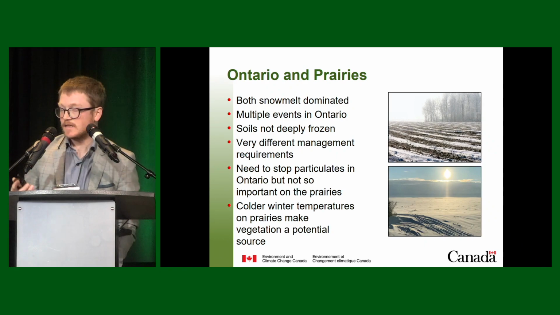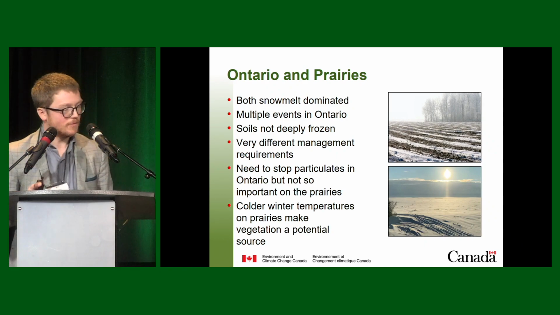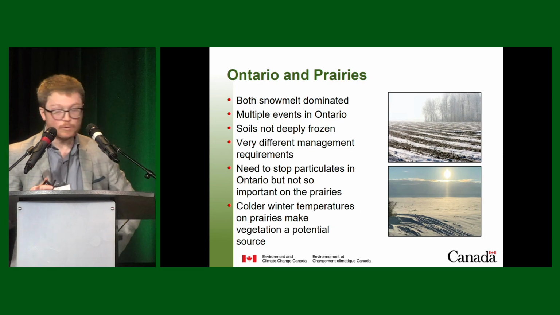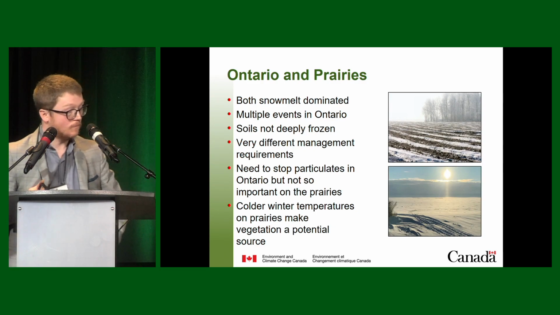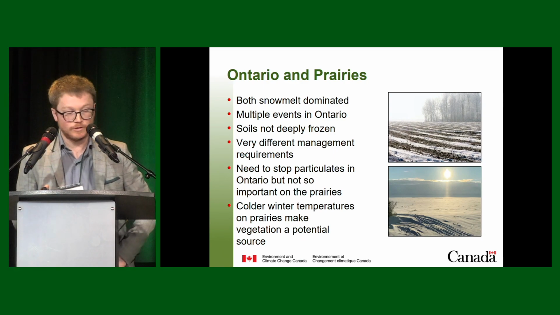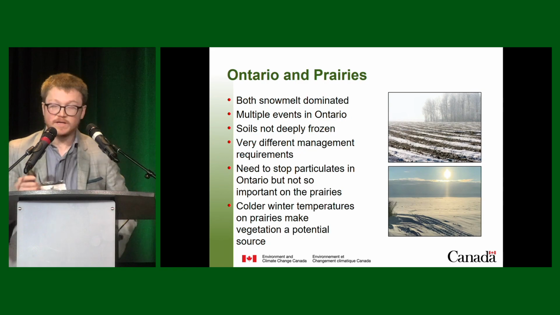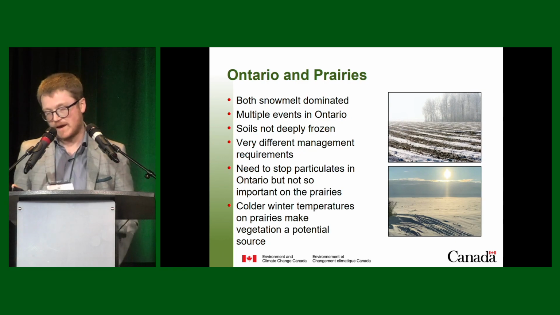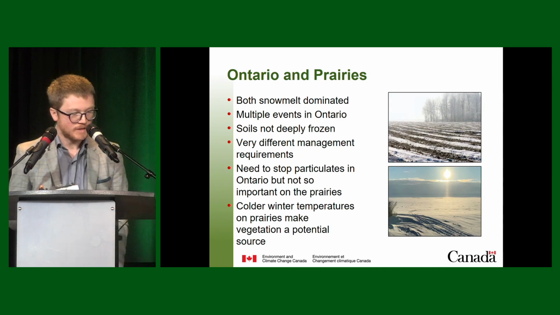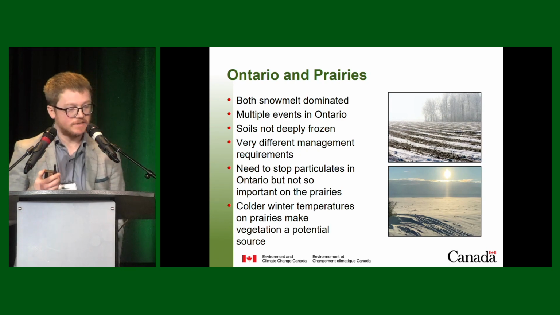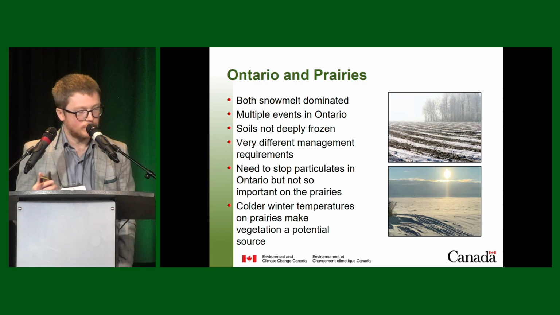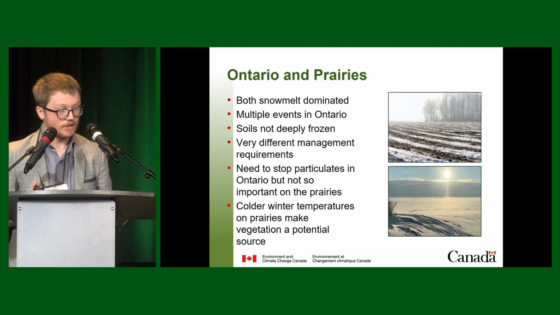So now let's consider again comparing and contrasting the Ontario and prairie conditions. So both snowmelt dominated, multiple snowmelt events in Ontario, however, and the soils are not deeply frozen. So this results in very different management requirements for limiting those losses in the runoff water. In Ontario, of course, there's a need to stop those particulates from entering into the runoff water, but not as important on the Canadian prairies.